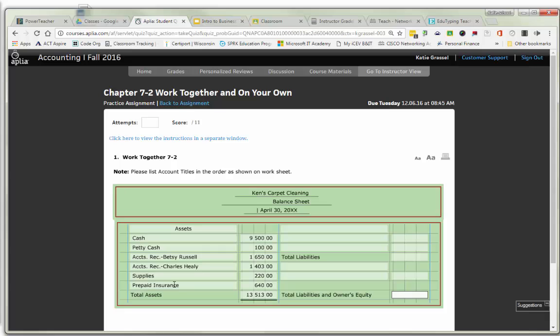50,513. Yeah. We match? Excellent. That's good. So all we do is list our assets on our left-hand side. Now on the right-hand side, I need to do liabilities. So that is going to be the very first heading.